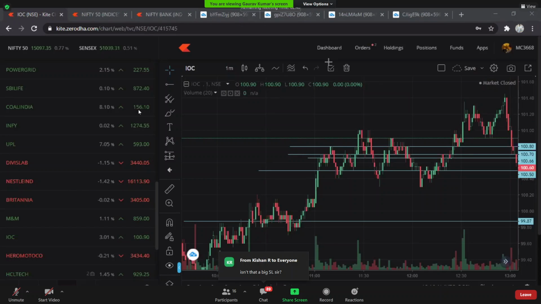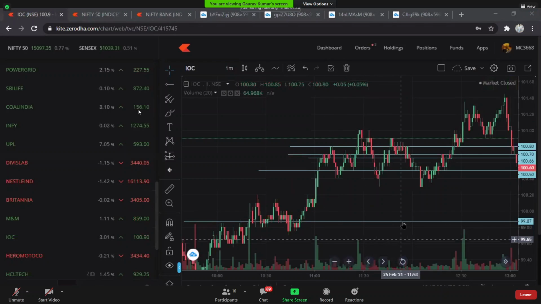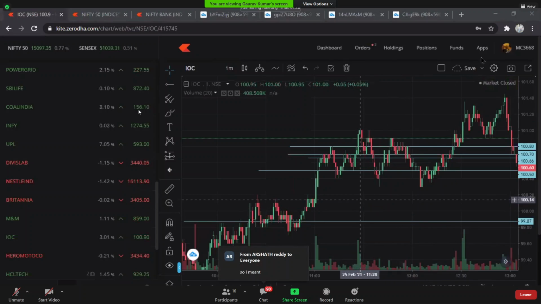Bro, stocks like IOC, the candles are not clear. Why SL? What is SL? Yes, this is a big SL of 1%. This SL is of 1%, of course. But the reward was also there.